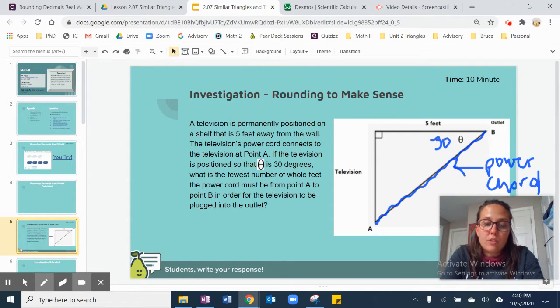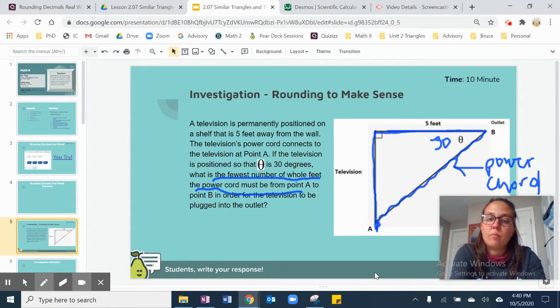If the television is positioned so that theta is 30 degrees, what is the fewest number of whole feet the power cord must be? So the fewest number of whole feet, this goes back to the quizzes we just did, so that the television can be plugged in, right? So here's our television that's labeled television. It's this far from the wall. Here's the outlet, and here's where it's being plugged in. So we're looking for the hypotenuse of this right triangle.